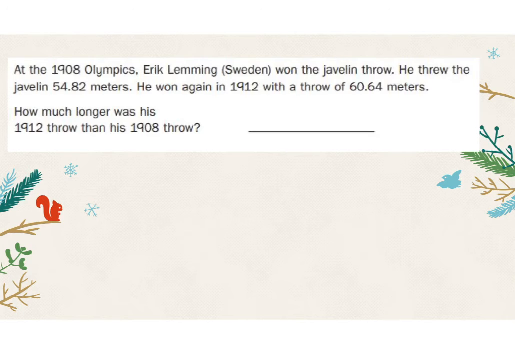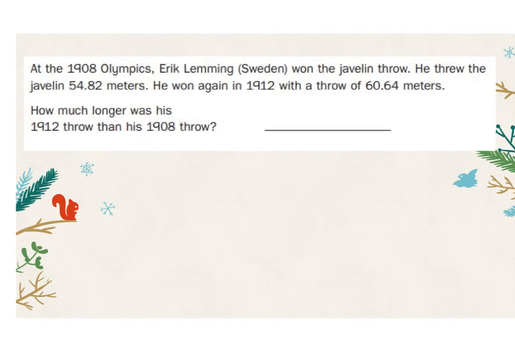In the 1908 Olympics, Eric Lemming from Sweden won the javelin throw. He threw the javelin 54 and 82 hundredths meters. He won again in the year 1912, 4 years later, with a throw of 60 and 64 hundredths meters. How much longer was his throw in 1912 than it was in 1908?